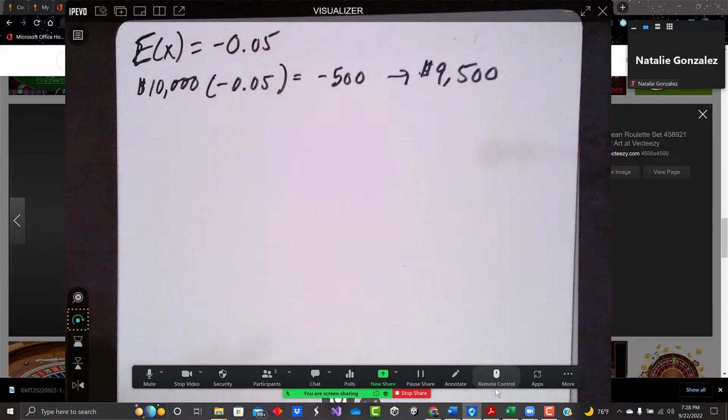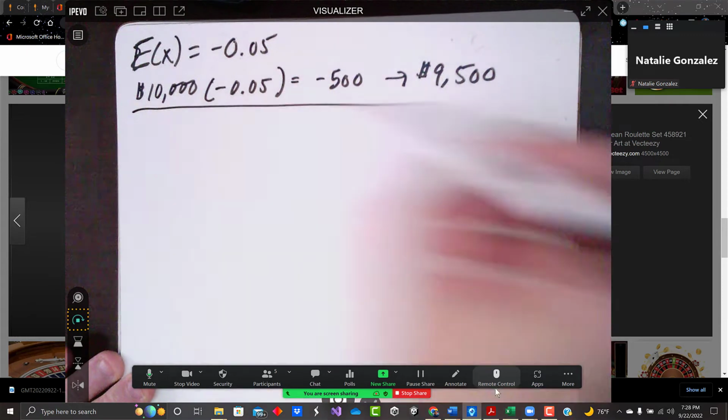Let's take a look at another type of example you'll see in this category, term life insurance.